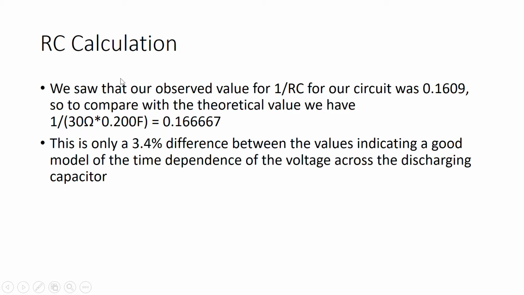So to compare this with the theoretical value, we have 1 divided by the resistance and capacitance of our circuit, which was 30 ohms times 0.2 farads, which is equal to roughly 0.1666 repeating, or 1/6. This is only a 3.4% difference between the values, indicating a good model of the time dependence of the voltage across the discharging capacitor.